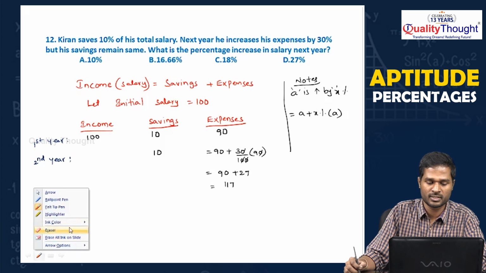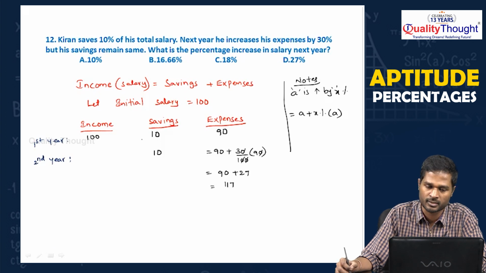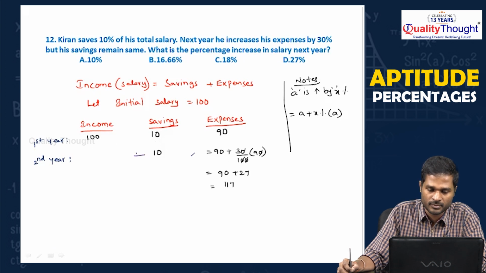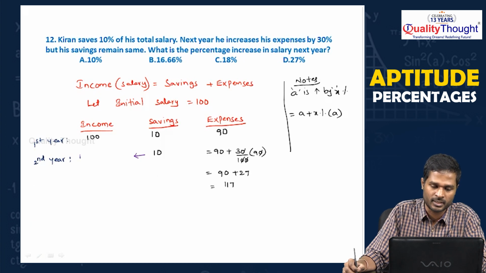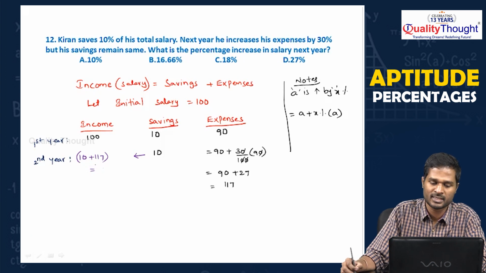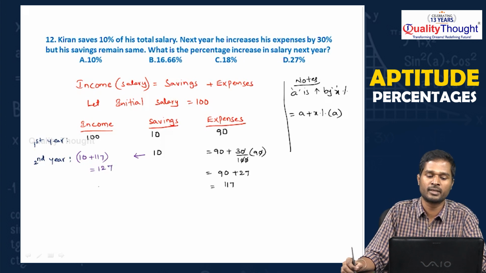We have seen the formula that the income is nothing but the combination of savings and expenses. For the second year, now we have savings and expenses. I think we can find out the salary of the second year. So income is nothing but the savings plus expenses. So 117 plus 10, which is 127. So the income of the first year is 100 and the income of the second year is 127.